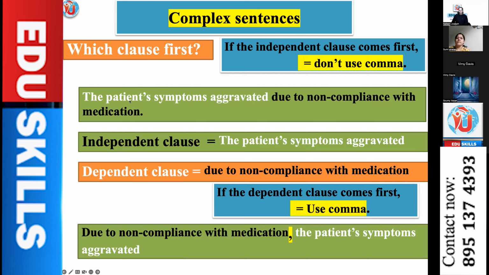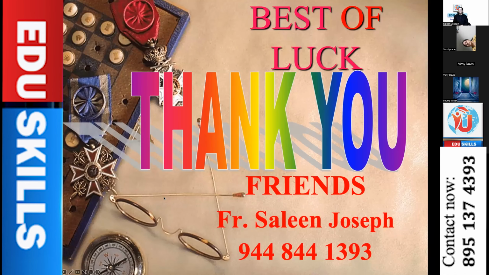For example, here you see the same sentence written in a different order. "Due to non-compliance with the medication" is a dependent clause, so comma, the patient's symptoms aggravated, which is an independent clause. Okay, that's it. So we have seen a good many examples, and what you have to do is practice for your competency.